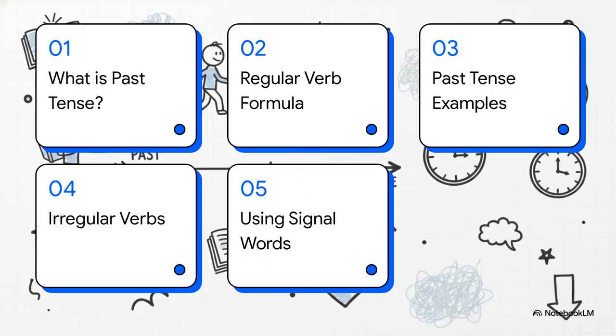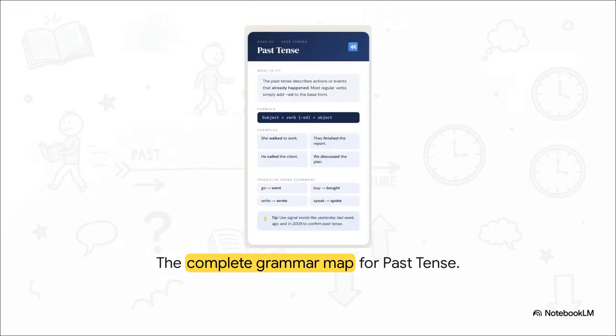Here is our roadmap for today. 1. What is past tense? 2. The regular verb formula. 3. Past tense examples. 4. Common irregular verbs. And 5. Using signal words. Take a look at this complete grammar map for the past tense.